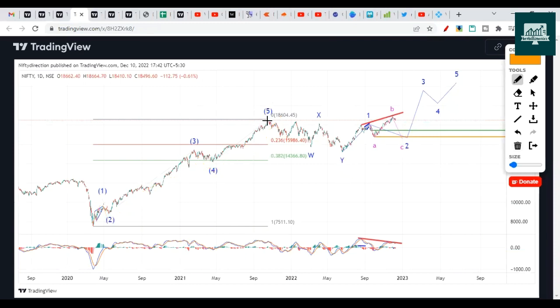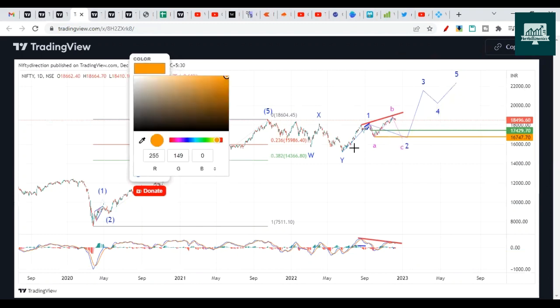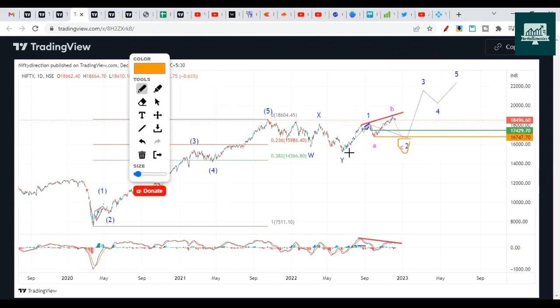So here you can consider WXY like this, or it can be W here, then X here, and Y wave as ABC correction like this, where the W wave will be very small, but I would prefer to label it like this, WXY. And now here we can consider that we are in a wave 2, right? So this could have completed wave 1 here, okay, and then wave 2 could be still in progress, and this could be an expanded flat correction A, B, and wave C.